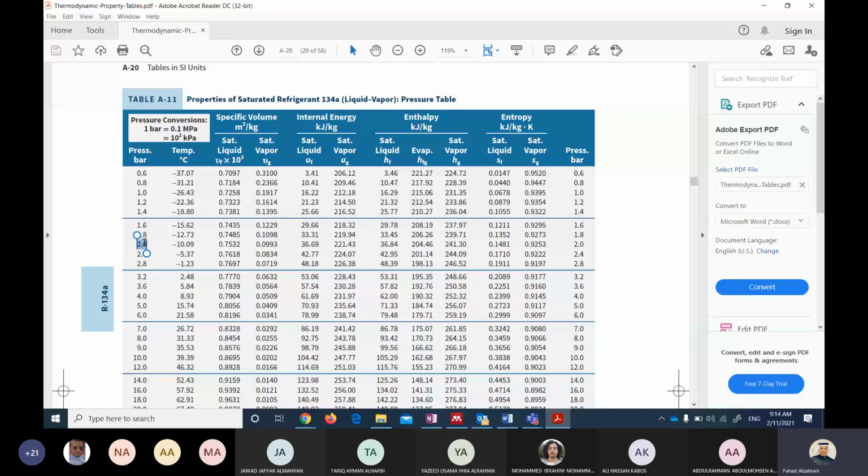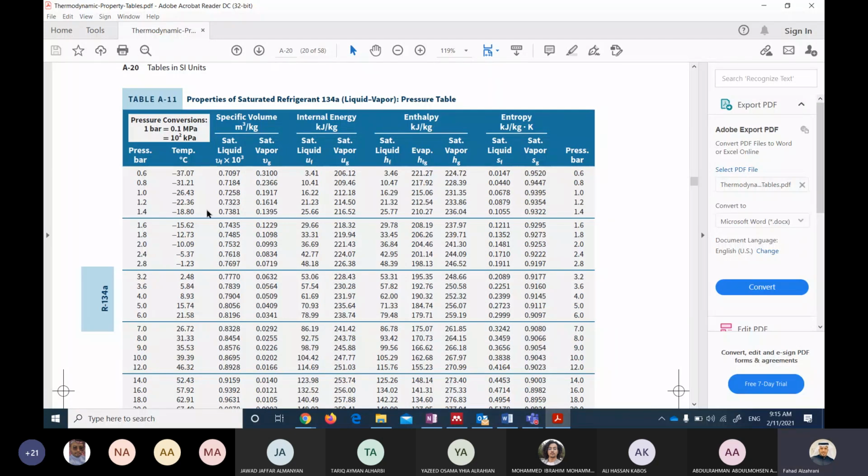Okay. So at 2 bar here, I told you already it's saturated vapor. What does that mean? It means it is at this state, sat vapor. Saturated vapor means it's the saturation state. It's 100% vapor, but still it's in the saturated mixture region at that pressure. So at 2 bar you find the corresponding temperature, which is minus 10.09. So this is the right table for state 1.